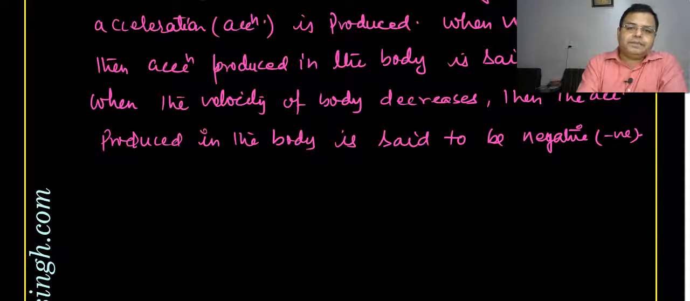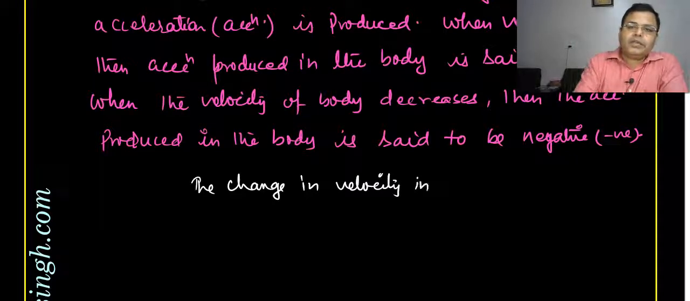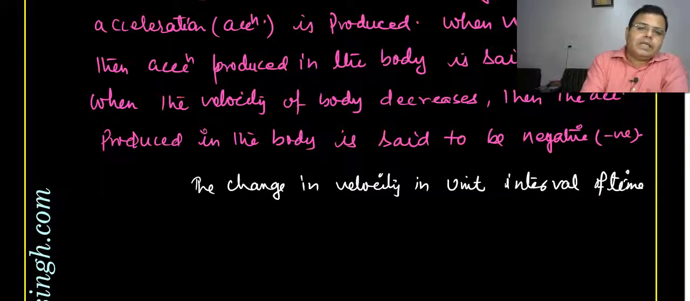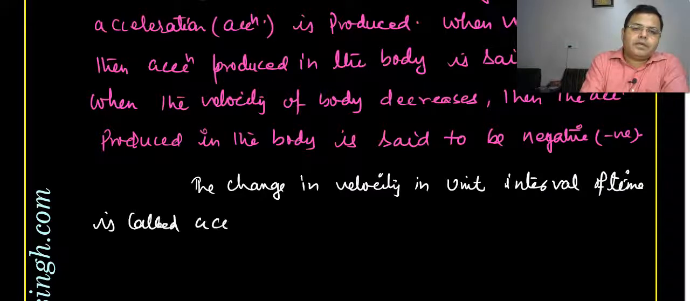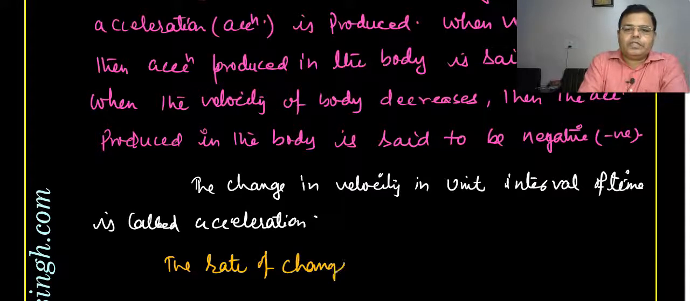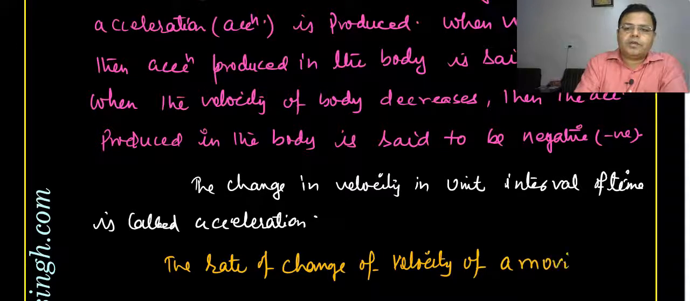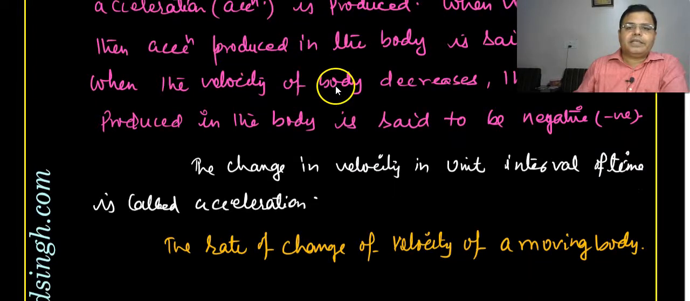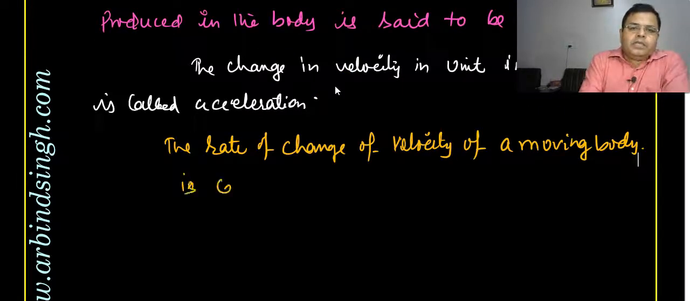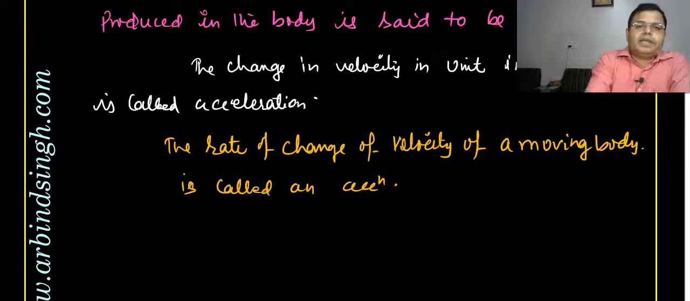So the change in velocity in unit interval of time is called acceleration. Or, even a better way to say it, the rate of change of velocity of a moving body is called acceleration. Let a body be moving with initial velocity.